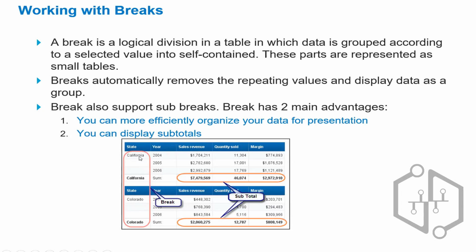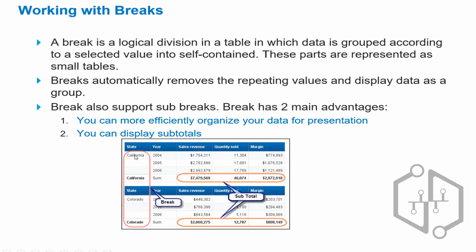If we create a break on state here, these three rows are related to California. If you have 10 rows also, only the first row will display the name and all the others are displayed as blank.